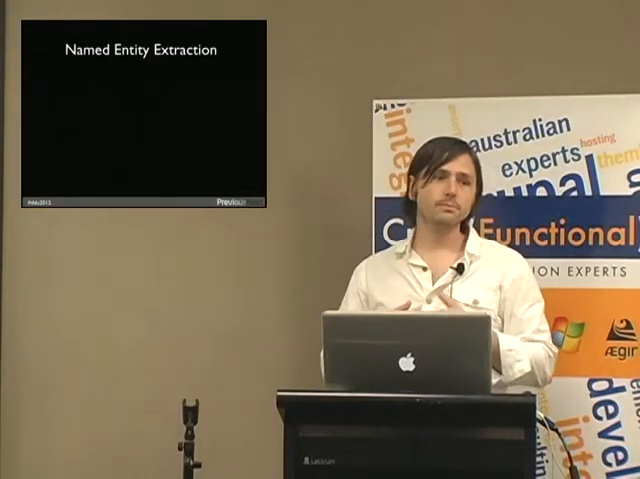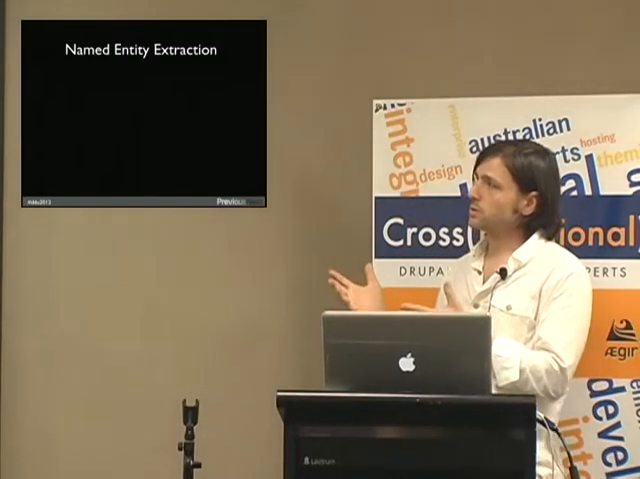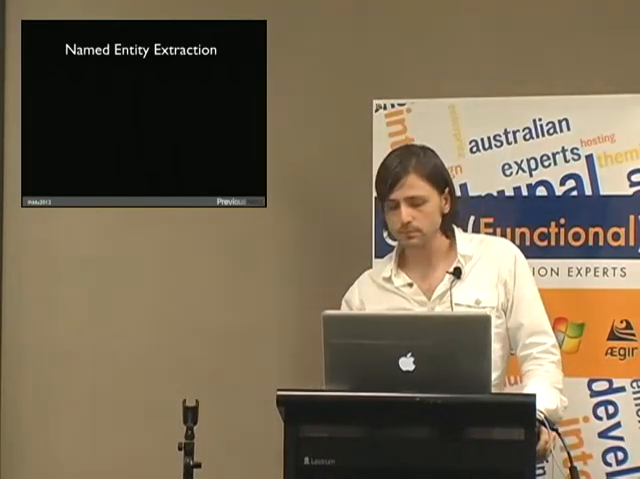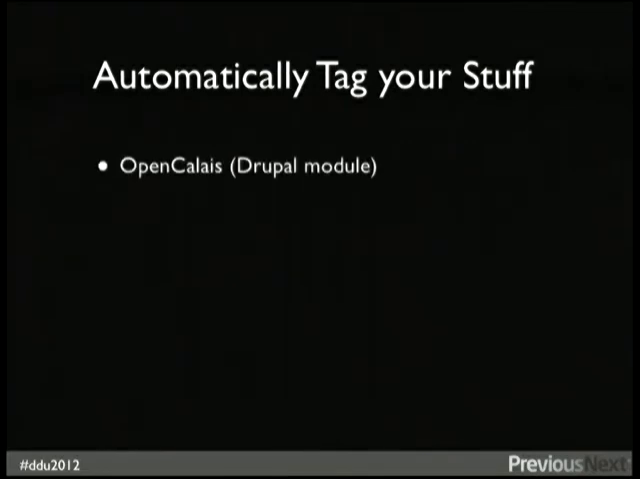Named entity extraction. So again, now you imagine, okay, now we've got all these vocabularies, great. We know how to create them. We've done these things, but now we've got 200,000 articles in our database. No one's going to go in and manually start tagging all those pieces of content. It's great when you start creating a new site, because all the new content, you can tag things, you can do other things like that. So something called named entity extraction allows us to actually do that. So what is it? Automatically tag your stuff.